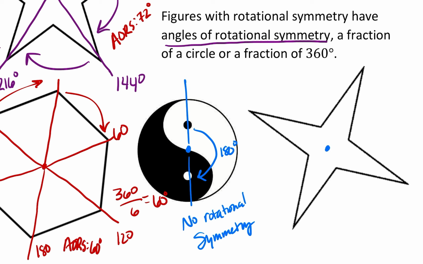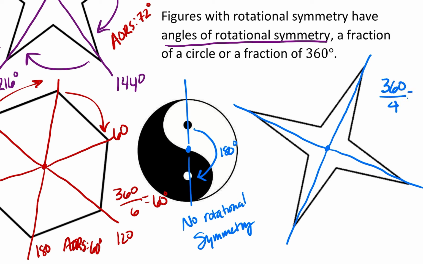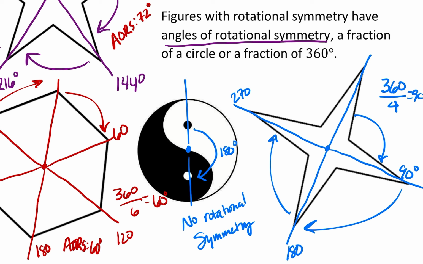Last one, we got this. I'm going to put a line through here, a line through here, a line through here, and a line through here. We're cutting it into 4, so 360 divided by 4 gives me 90. So 90 degrees, and adding that together, that would be 180, 270, and then back to that 360, so back to my original. So my angle of rotational symmetry would be 90 degrees.